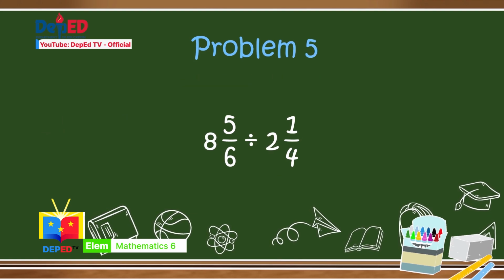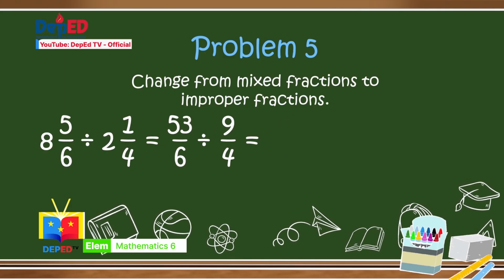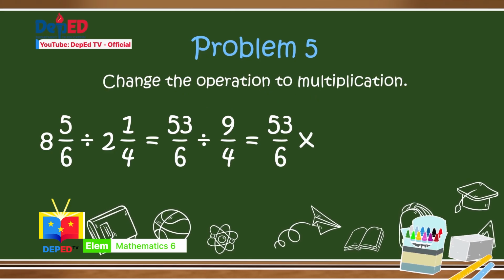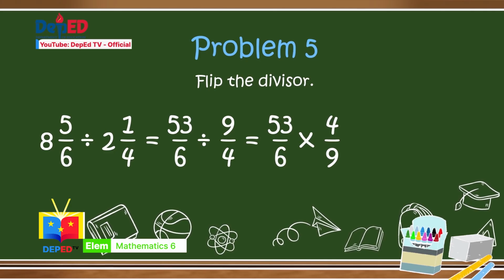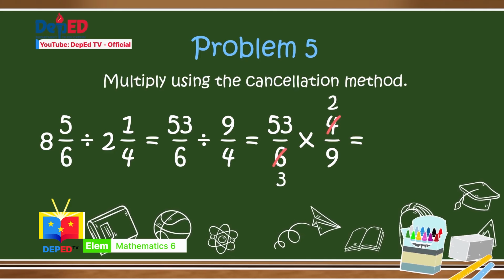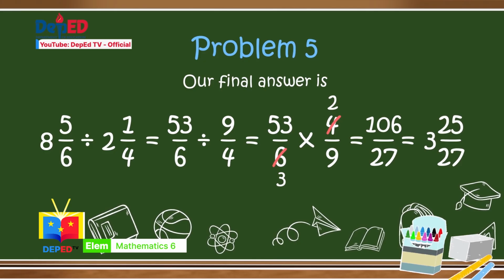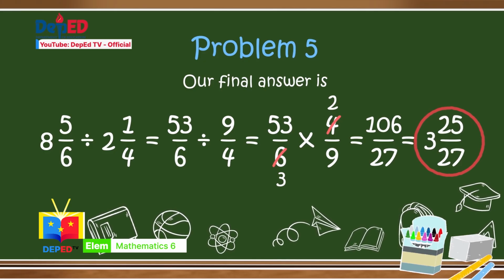Number 5. 8 5/6 divided by 2 1/4. Change the first mixed fraction to an improper fraction. Then, let's use again the CCF method. Copy the dividend. Change the operation to multiplication. Flip the divisor. Multiply using the cancellation method. We have 106/27. Our final answer is 3 and 25/27.